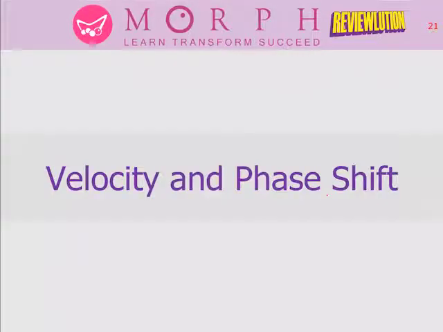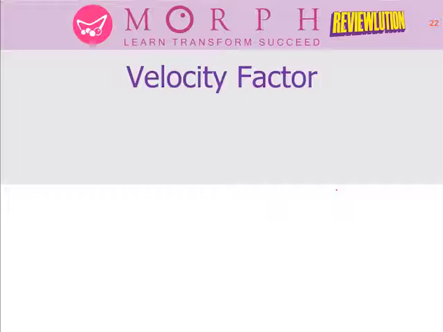Okay, so now let's move on to the velocity and phase shift within the transmission line. Now, alam natin that the velocity of light is 3 times 10 to the 8 meters per second, but the question is, can this electromagnetic energy travel inside the transmission line at the same speed? So the answer is no. It will slow down obviously, for the reason na yung dinadaluyan ng ating electromagnetic energy using a transmission line is not vacuum, no? It's solid dielectric most of the time.